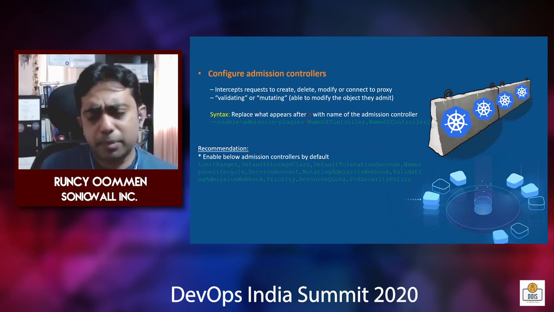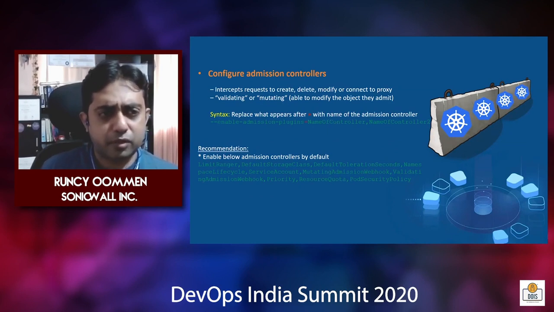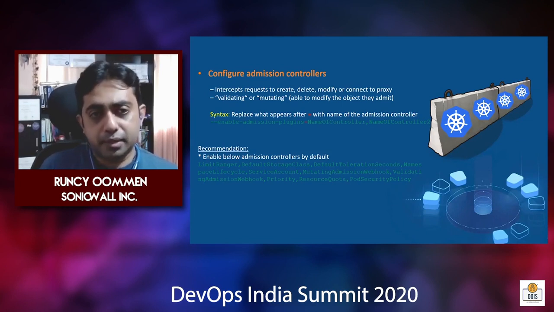The second one is configuring the admission controllers. And what exactly is it? Admission controllers are nothing but an interceptor to check for the create, delete, and modify requests, or while connecting to a proxy, right?